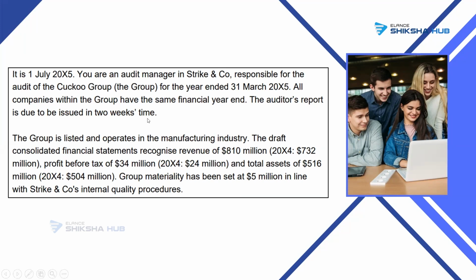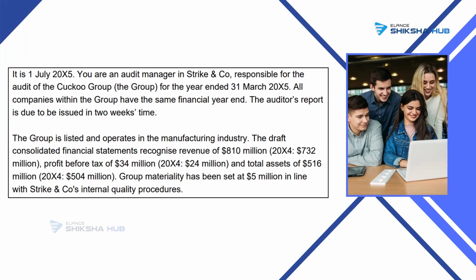The audit report is due to be issued in 2 weeks. So we are in the completion stage of the audit. The group is listed, okay, and operates in the manufacturing industry. So all this information is given for materiality purposes. Now the group materiality, guys, you don't have to calculate. It has already been calculated as 5 million.